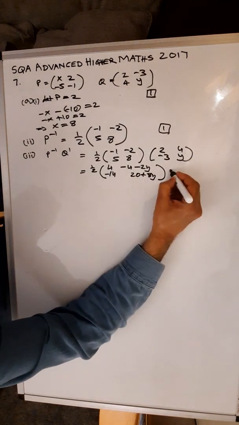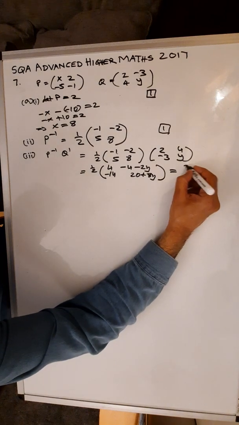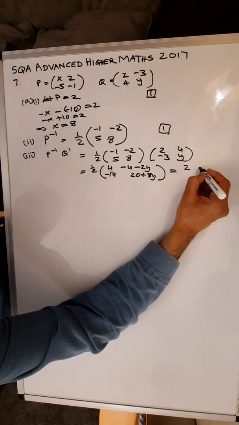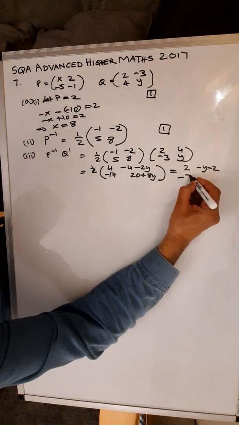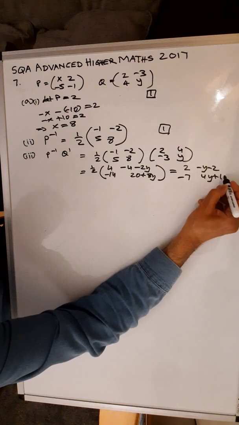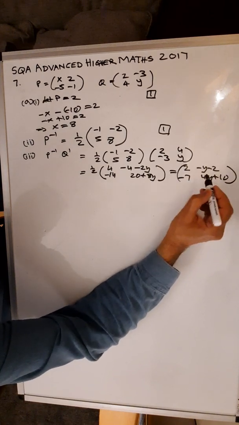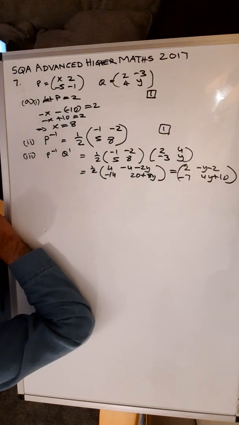So that now becomes, you divide by 2 now. So that would give you 2 minus y, minus 2, minus 7 and 4y plus 10. That would be the inverse of P times Q dashed.